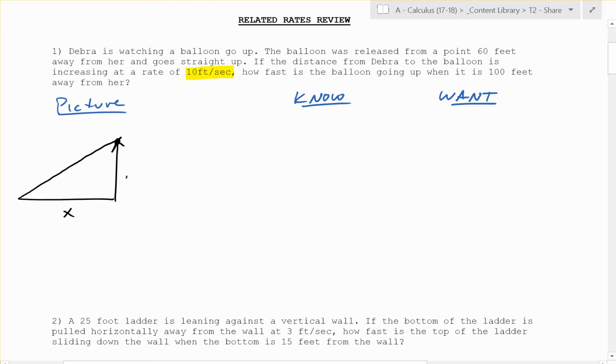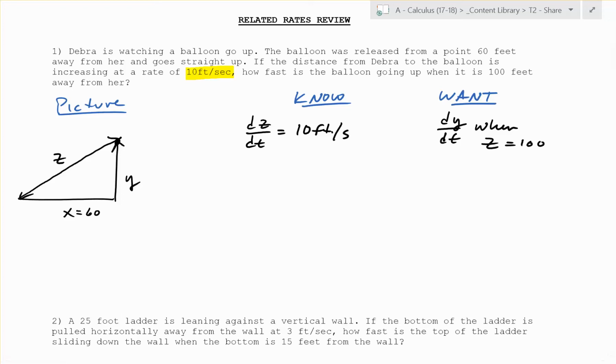So we have X, we have Y, and we have Z. And it tells us that this is 60 right there. So we know dz dt, the rate of change of this distance right here, that's different than before. If the distance from Deborah to the balloon is increasing at a rate of 10 feet per second, how fast is the balloon going up? So we want dy dt when it is 100 feet away from her. So when z is equal to 100.